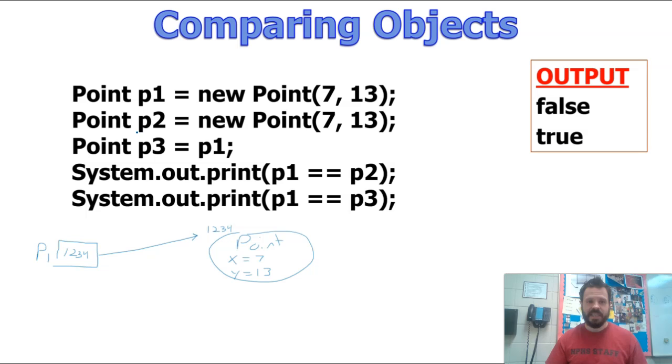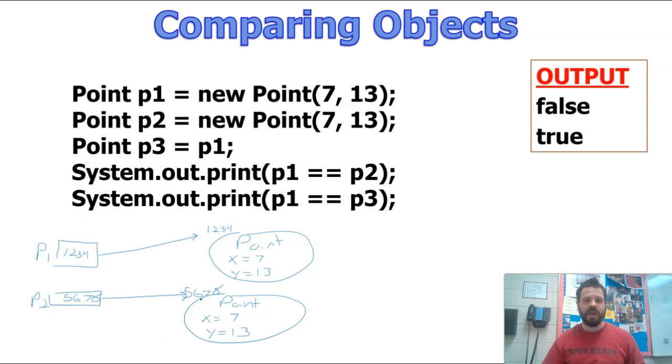So when I do the second line of code, Point p2 gets new Point 7, 13. Same thing happens. p2 is going to store a memory address for a different Point object with the same x and y values, but at a different address. We'll say 5678 Fake Java Lane. Alright, and when I run this comparison here, p1 equals equals p2, what Java is actually comparing is what's stored in these memory addresses, and they're not the same.